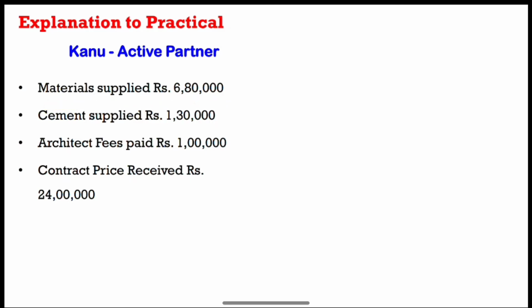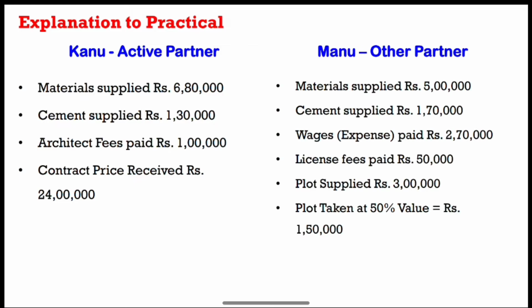Materials supplied 6,80,000, cement supplied 1,30,000, architect fees paid 1 lakh, and contract price received 24 lakh. These are the transactions of Kanu. Kanu is an active partner. Another side, we have transactions of Manu, other partner. Materials supplied 5 lakh, cement supplied 1,70,000, wages paid 2,70,000, license fees paid 50,000, plot supplied 3 lakh, and plot taken at 50% value by Manu, that is at 1,50,000.